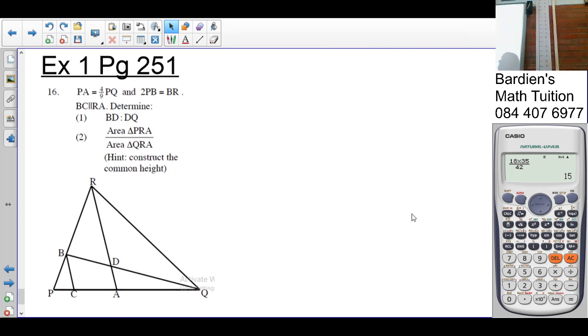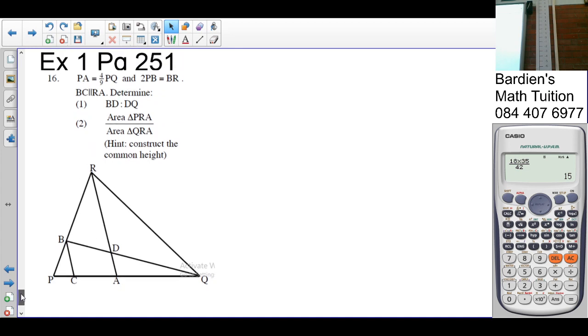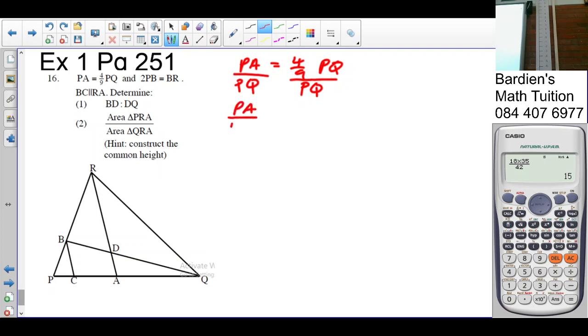So we are told, exercise 1, page 250. I don't know what page number this one is. They said PA equals 4 over 9 PQ. So what do I do first here? Divide by PQ on both sides. So PA over PQ equals 4 over 9.